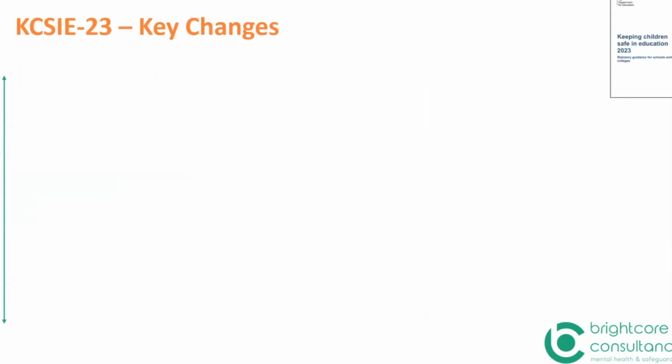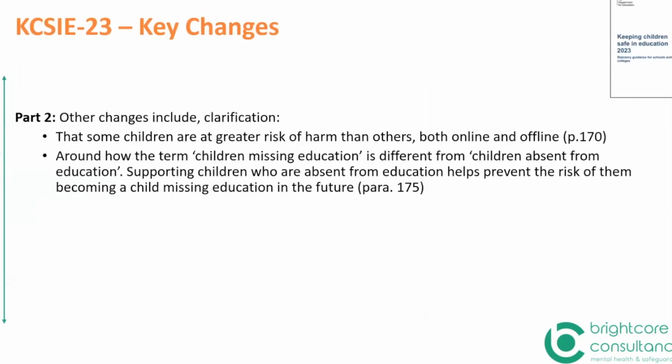Let's go back to Keeping Children Safe though and just look at some of the other documents. Still with part 2 for a moment, we've got a couple of things in there. The first one is clarification about some children being at greater risk of harm than others, both online and offline. That's in paragraph 170. There's other paragraphs referring to that as well.